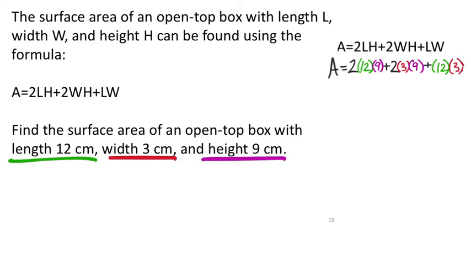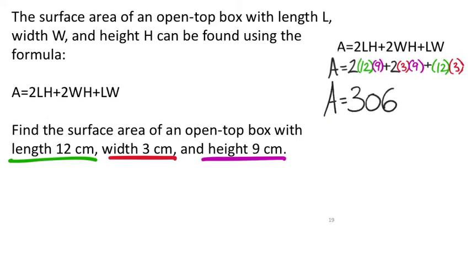Okay, now this gives us the entire formula, and you could solve this piecewise, every term individually. I'm very partial to the calculator, though, so that's what I'm going to do. So let's go in here. 2 times 12 times 9 plus 2 times 3 times 9 plus 12 times 3. Enter. Boom, 306. So that's 306.